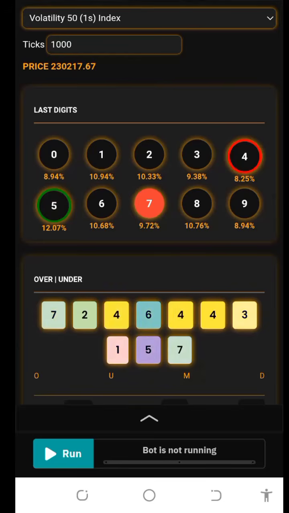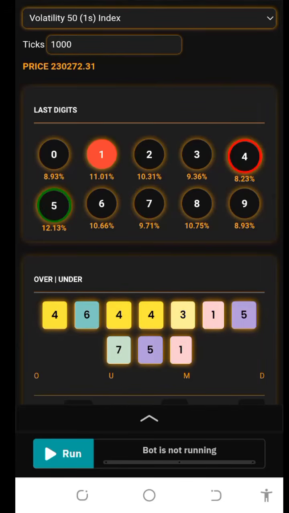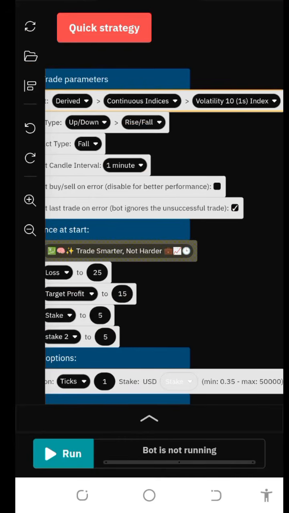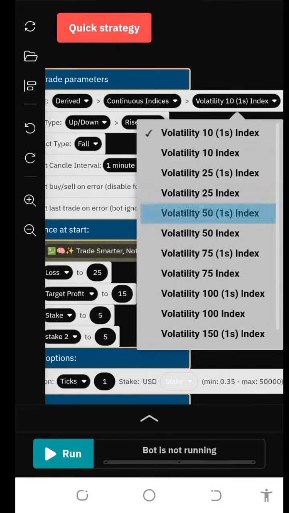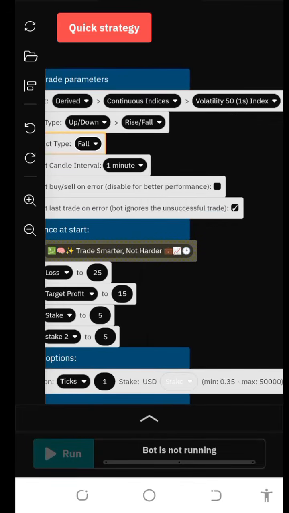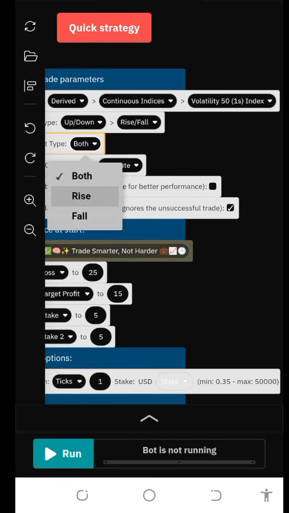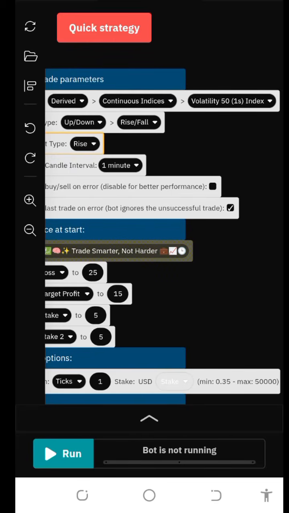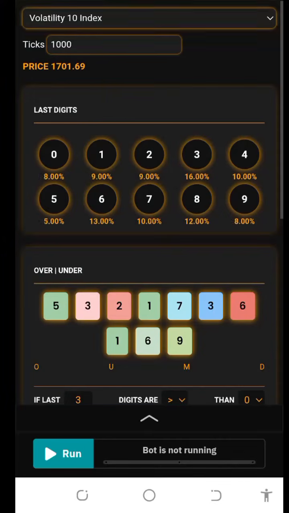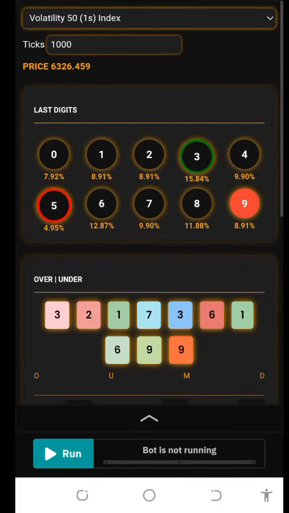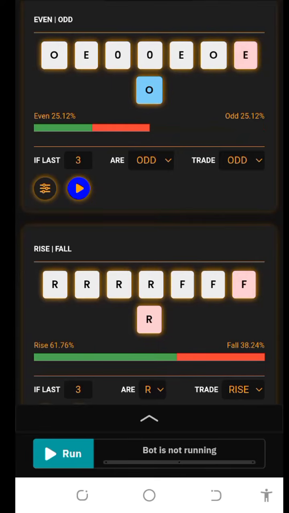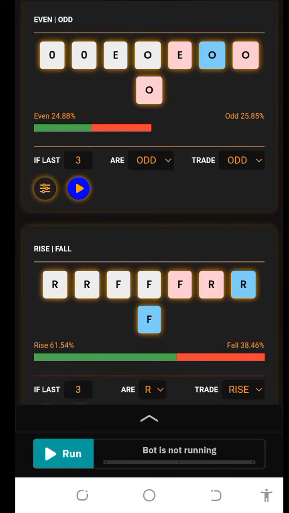So here I think we can capture this volatility 51s rise. 51s is normally a very tricky one, so do not as a beginner go for that one, but let's try here and see. You can see 61% there.